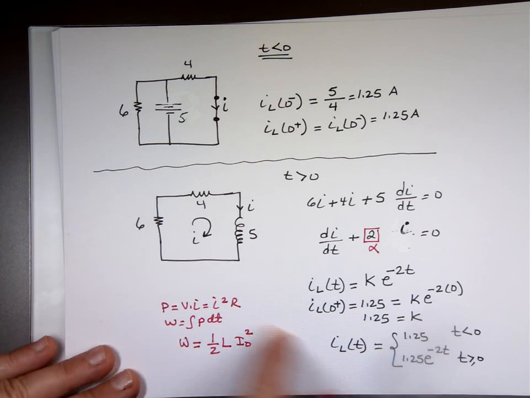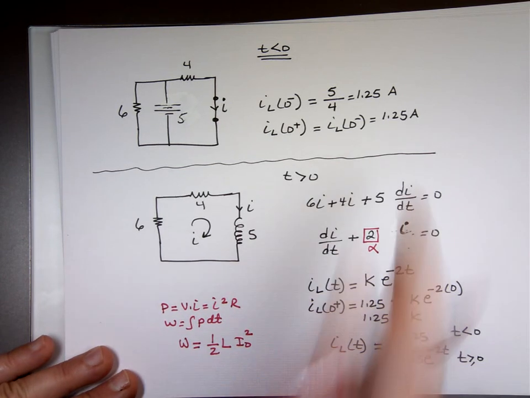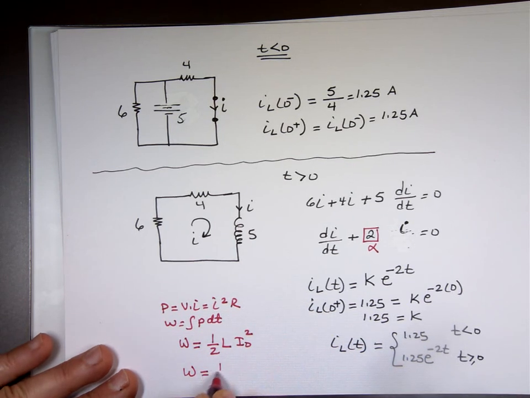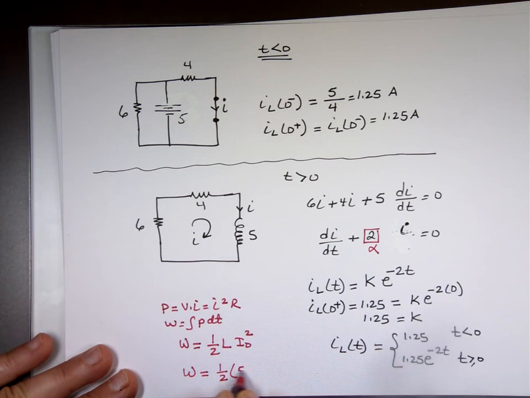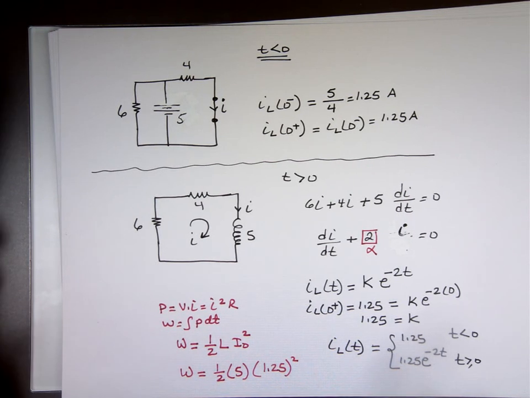1/2 L times the initial value squared. So in this example, my initial current was 1.25. How much energy was in that inductor? It's 1/2 times the value of L times the 1.25 squared, and 3.9 joules here.